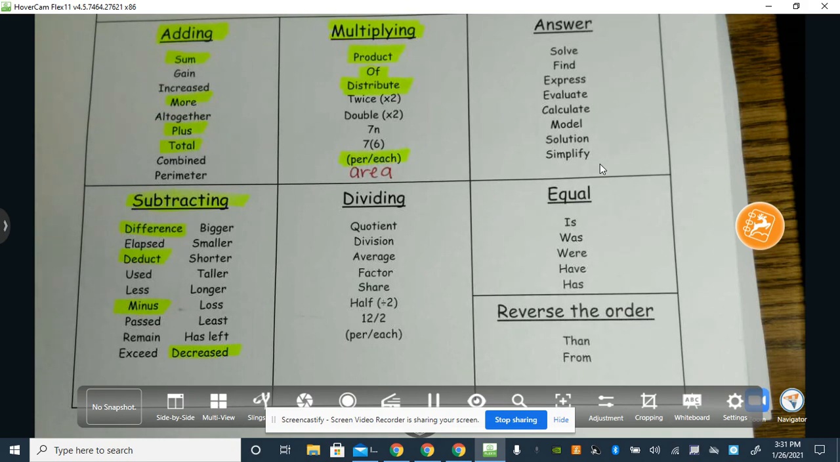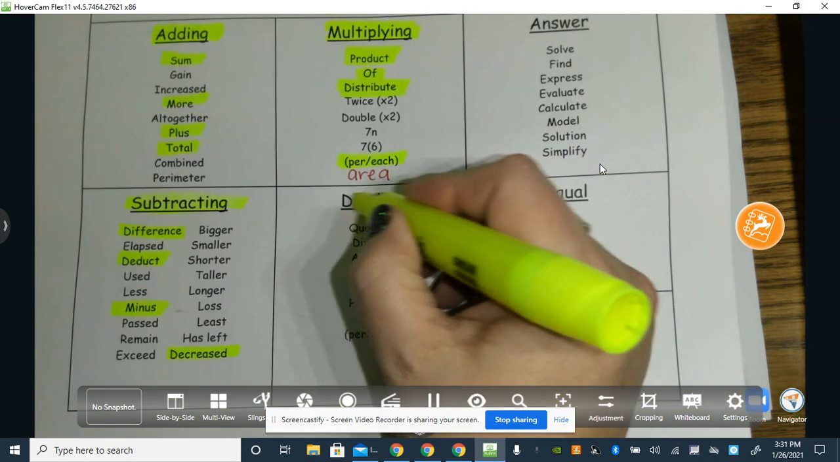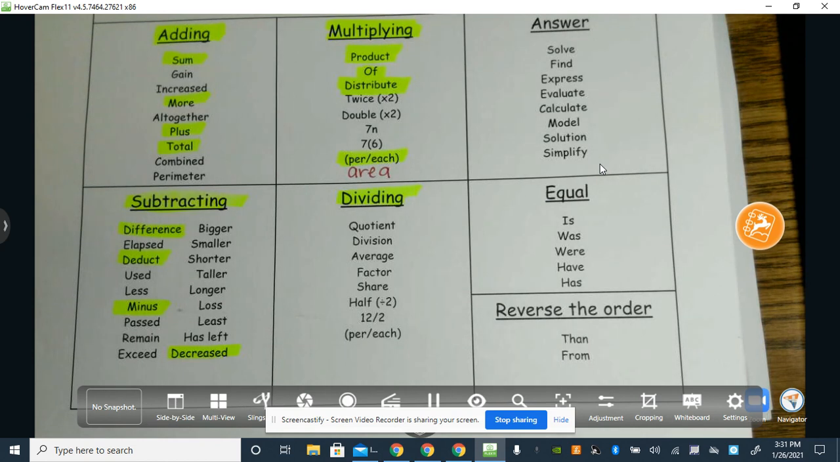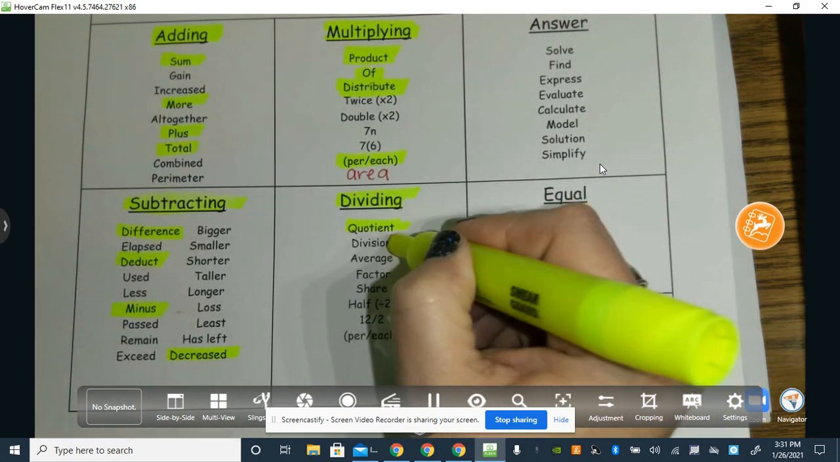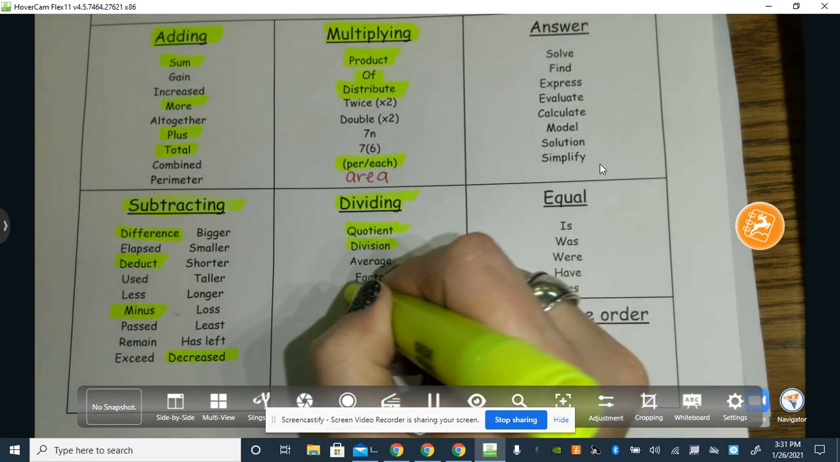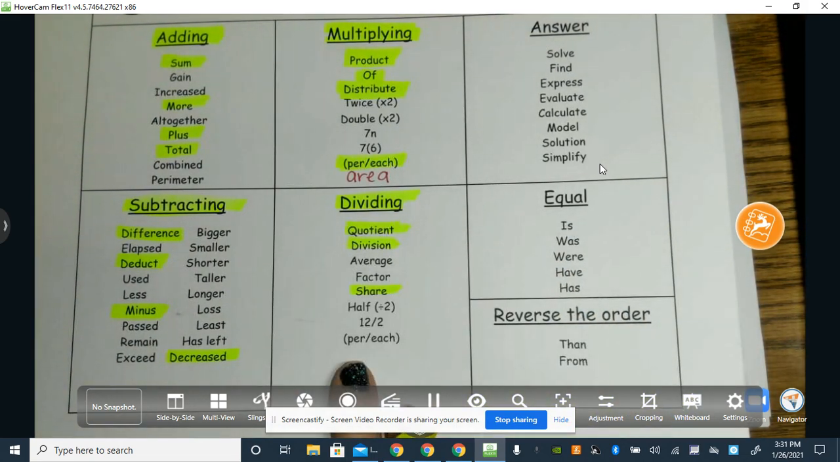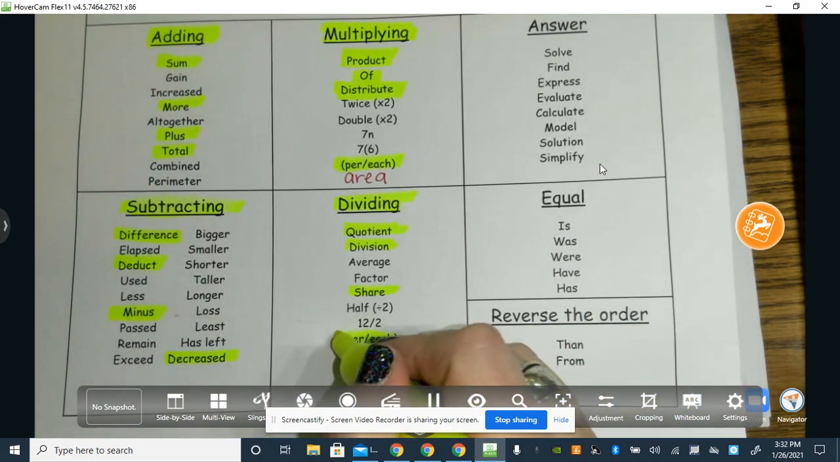Okay, going into dividing, we have quotient, division, average, factor, share, half, 12 divided by 2, or divided by 2, and per and each. Now, key ones that we decided on this one, again, was quotient, division, and sharing. That was 3. We also included per and each.